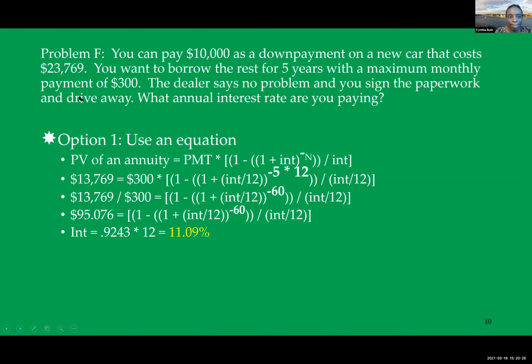My present value is the amount of money I'm borrowing. So you're going to hand the dealer $10,000. They're going to say to you, okay, the car costs $23,769. So they're going to take the value of the car and subtract the 10,000, and you are borrowing the rest. So you're borrowing $13,769. Now, when you solve for I, and I kind of worked through it for you, you're going to get the monthly interest rate. The question says, what is the annual rate? So then you multiply by 12, and you get a rate of over 11%, 11.09%.